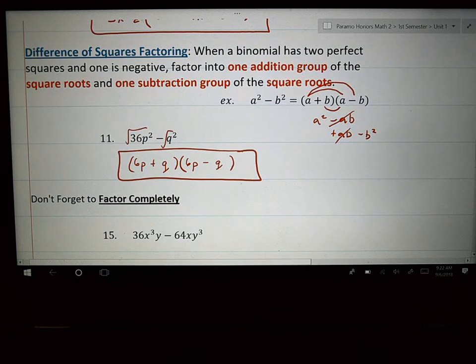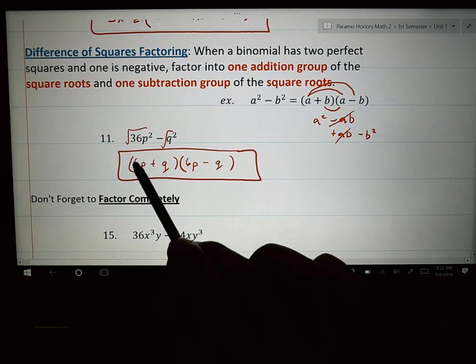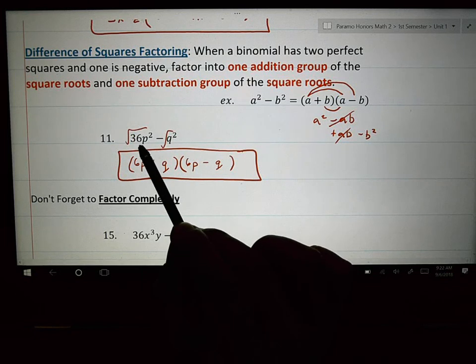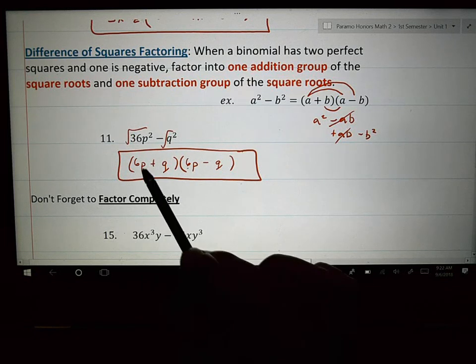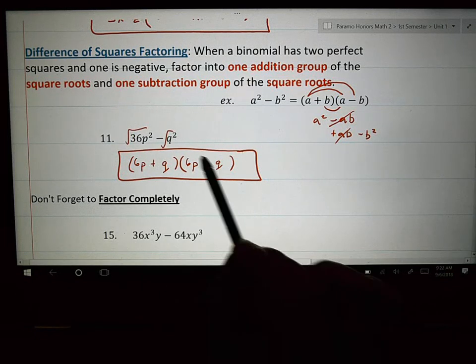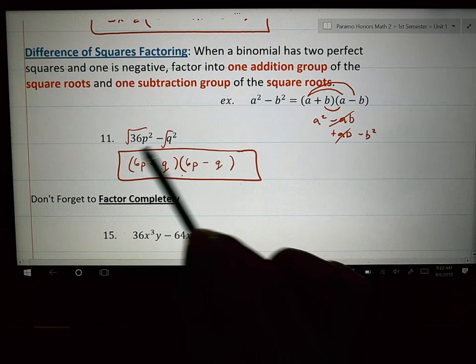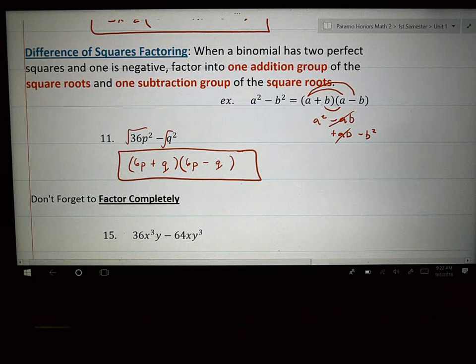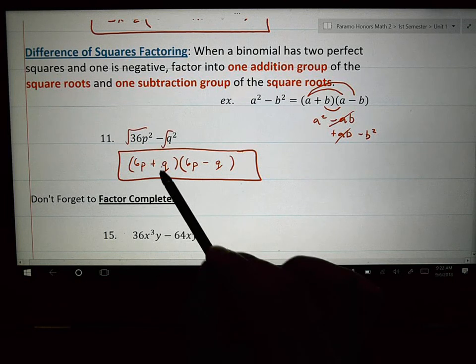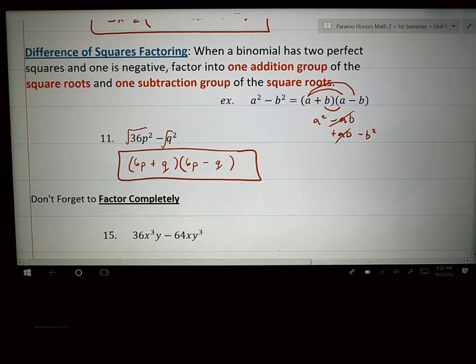And if you don't believe me, FOIL it. This times this, does it equal the 36p squared? This times this with the negative on the O and a positive on the I for the outside and the inside, those will just cancel out. And then a positive times a negative is a negative. It works, and it works every single time.